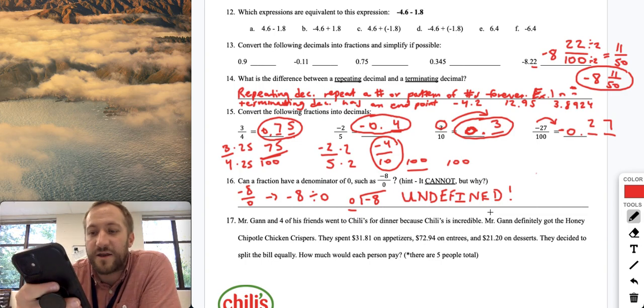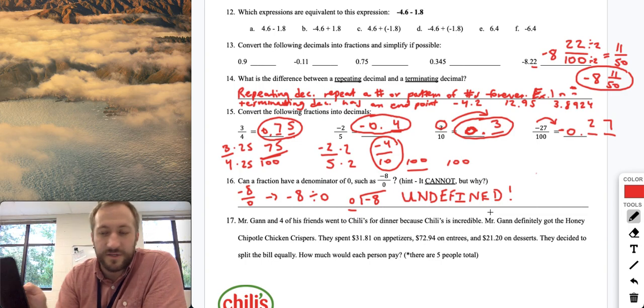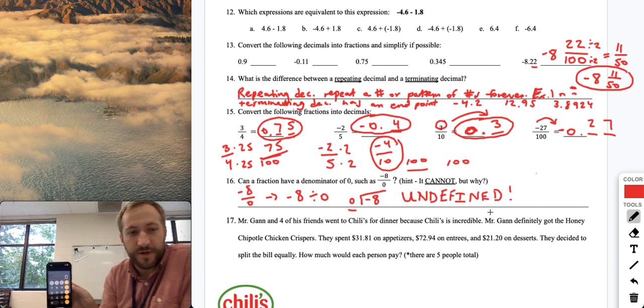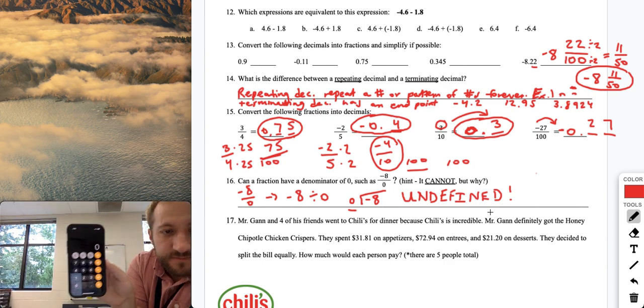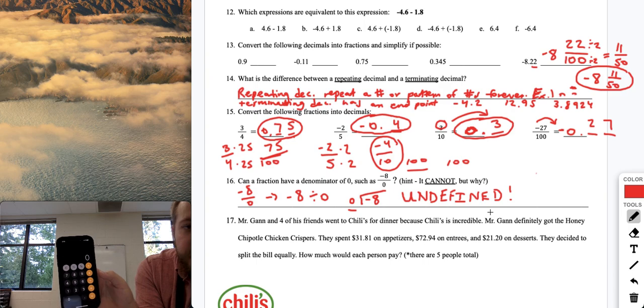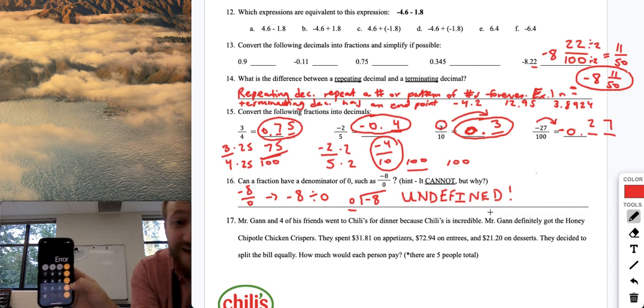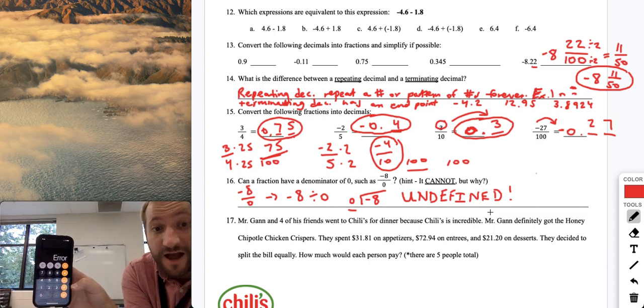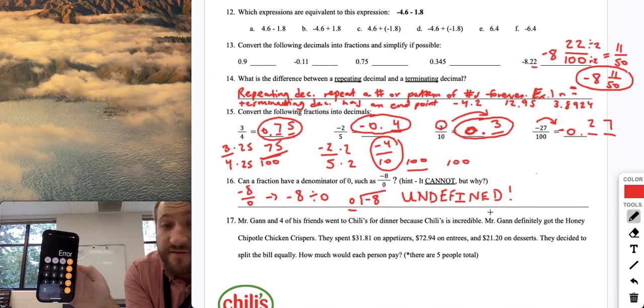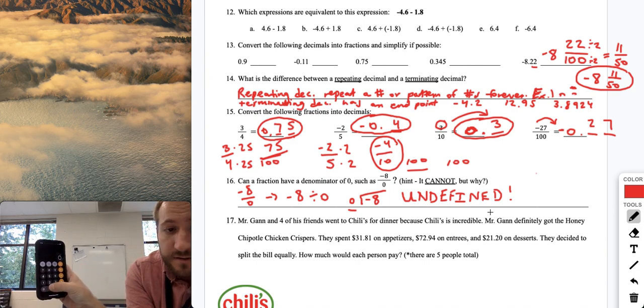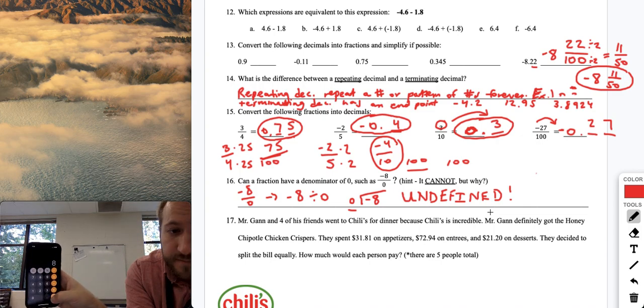Whenever you even try to do this on your calculator, let me try an angle so you can see the calculator. There we go. Can we see it? Perfect. Let's see. Now, if I try to do 8 divided by 0, watch what happens. It literally says error on it. On any calculator, you can't do it. However, if I try to do it the other way, 0 divided by 8, it gives me 0.